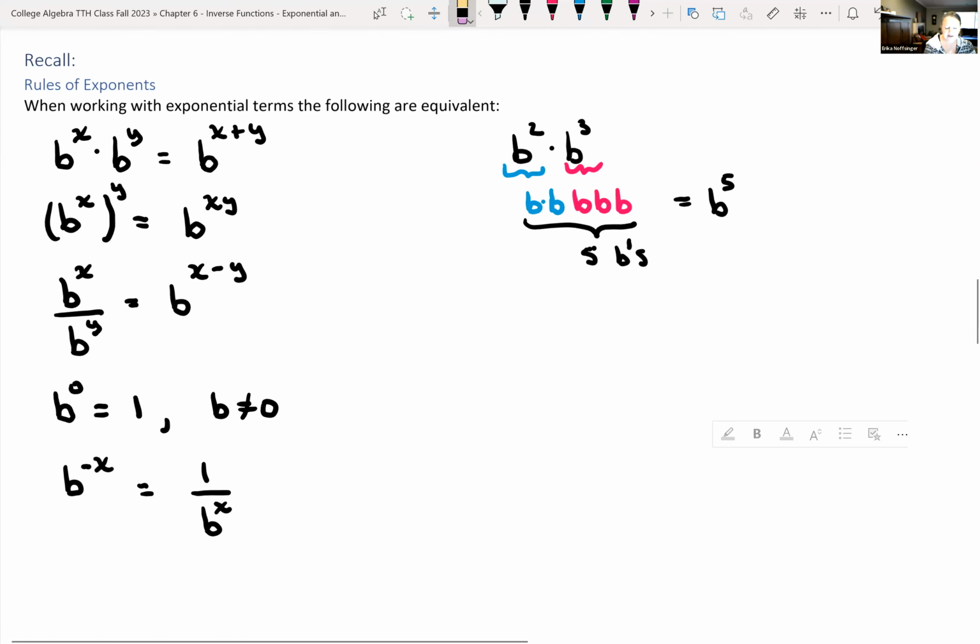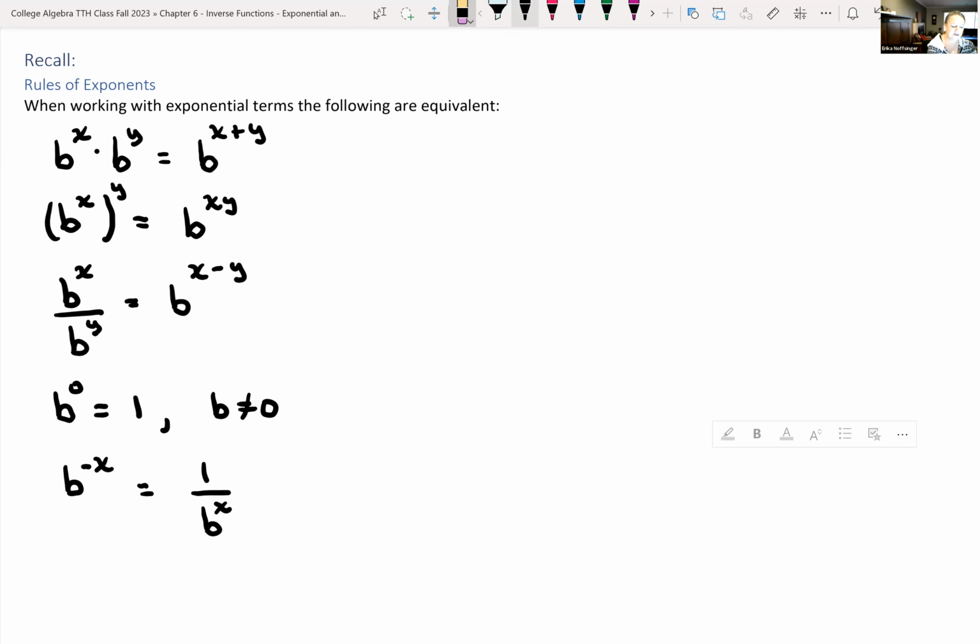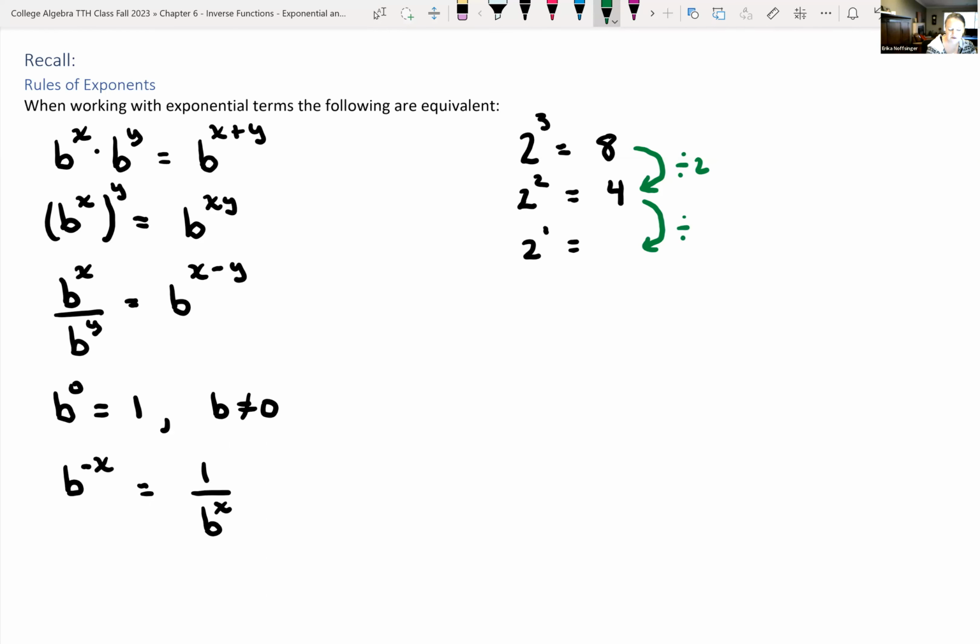So let's start out with something we know. Let's look at 2 cubed. 2 cubed is telling us we're taking 2 and multiplying 2 by itself 3 times. So 2 times 2 is 4 times 2 is 8. Now let's look at 2 squared. Well, 2 squared is 4. Technically, you have 1 less 2. So we are dividing 8 by 2, and we get 4. 2 to the first power, that's 1 less 2. So we're taking the previous answer, divide it by 2, we get back just 2.